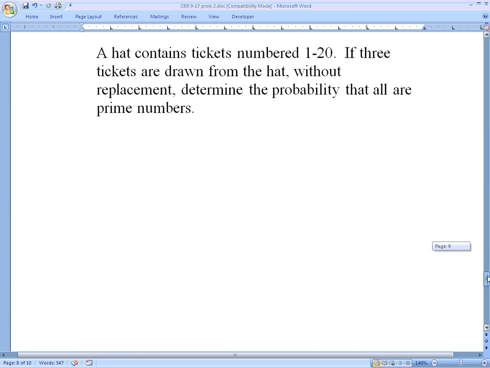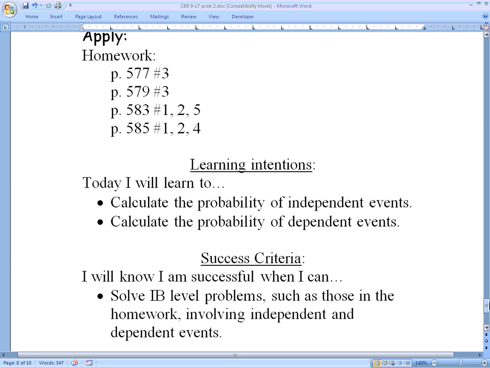All right, we'll save our last example for class, and looking ahead here, a bunch of pages of homework, but I think you will find that this is relatively easy. I just want to give you a good variety. So page 577, 79, 83, and 85.